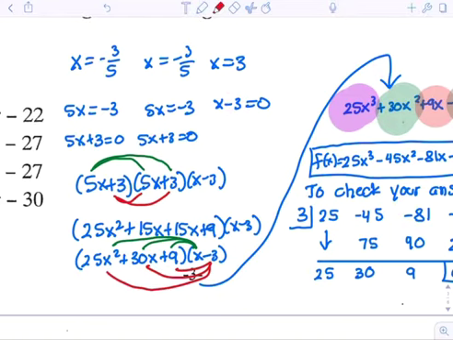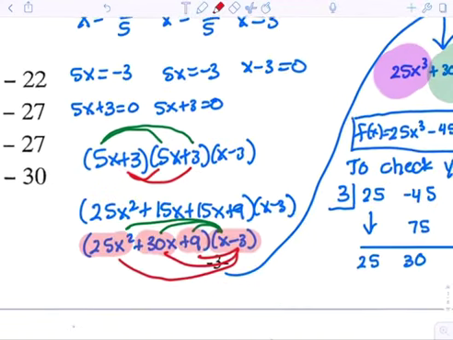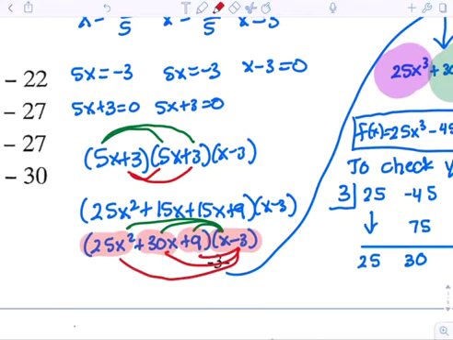Okay, so I'm still moving along. Collect like terms there, which means we're going to get 25x squared, 30x plus 9 times x minus 3. And then I just multiply my binomial to my trinomial, so x times 25x squared, x times 30x, x times 9, negative 3 times 25x squared, negative 3 times 30x, negative 3 times 9.